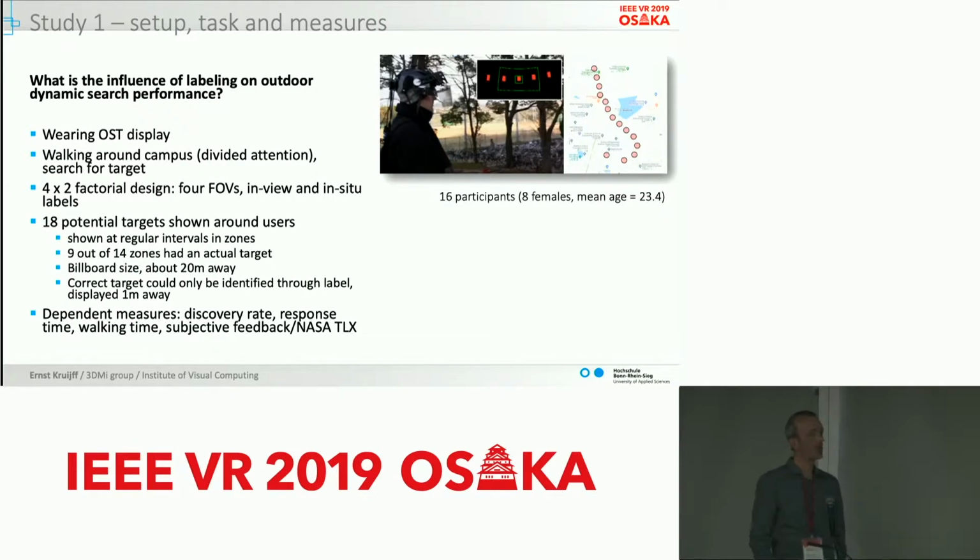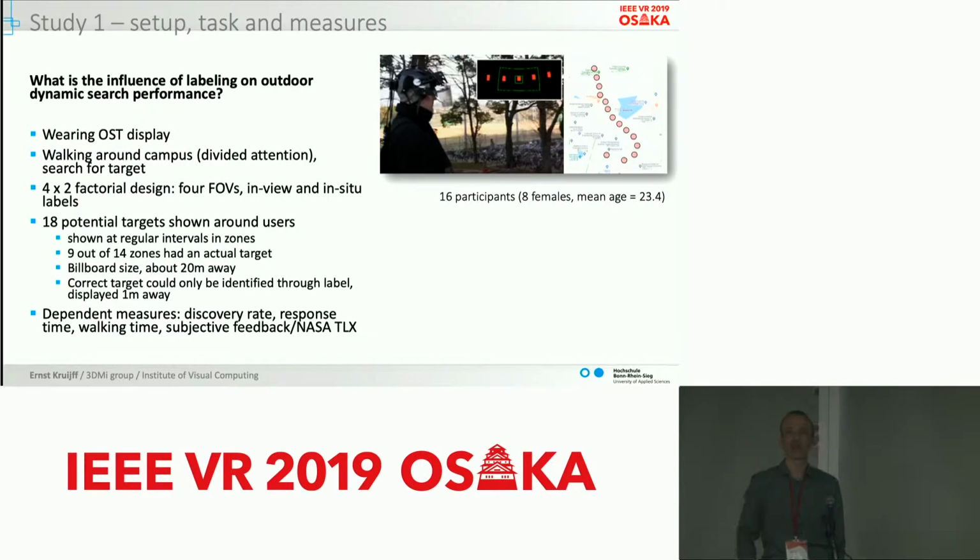So, the first study basically is using the same setup. We're using the same display as described before. And basically, people were walking around. We had a path of approximately 800 meters around the campus where they had to go back and forth.